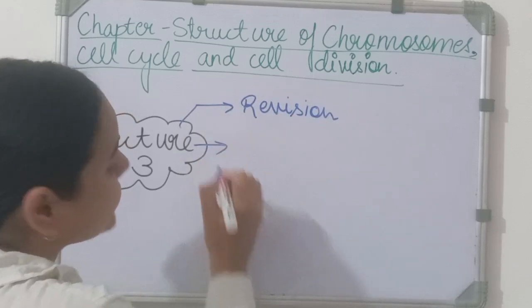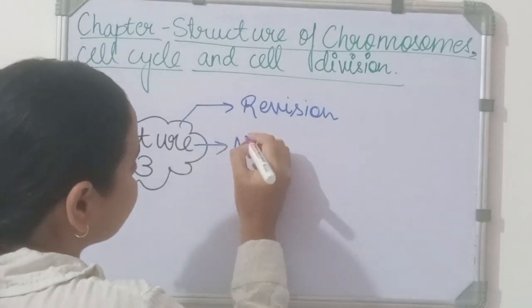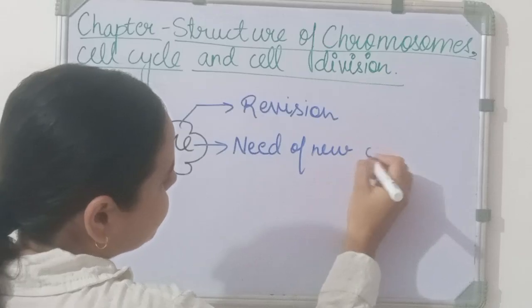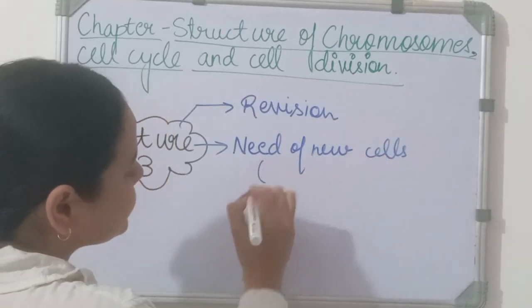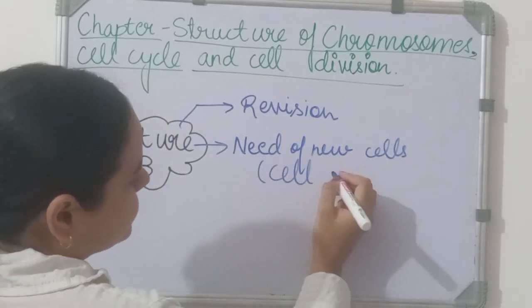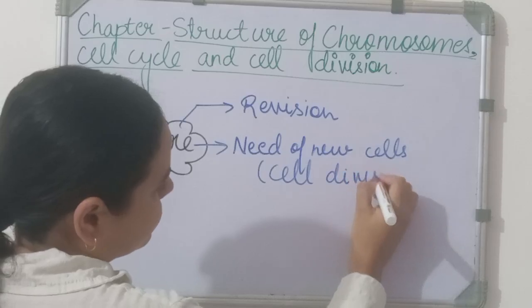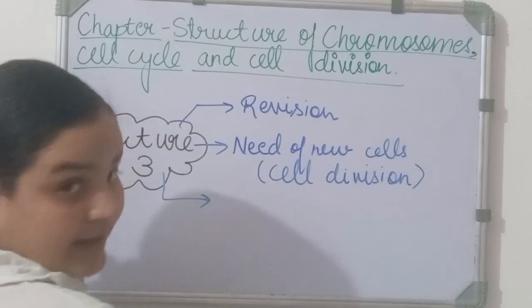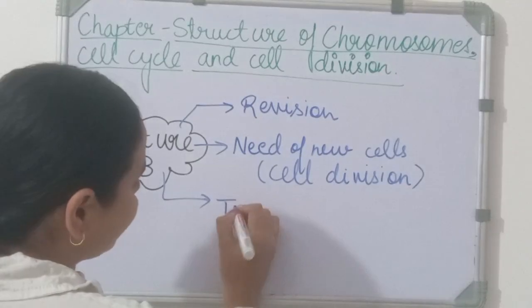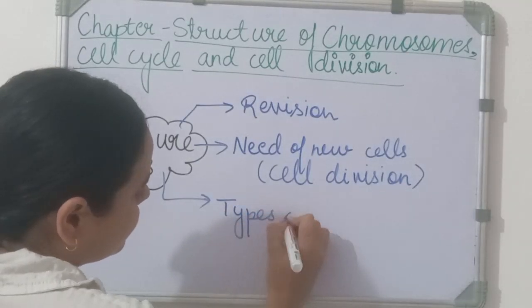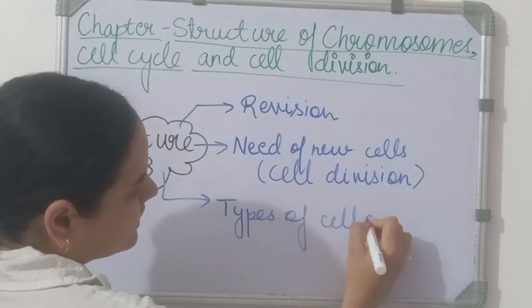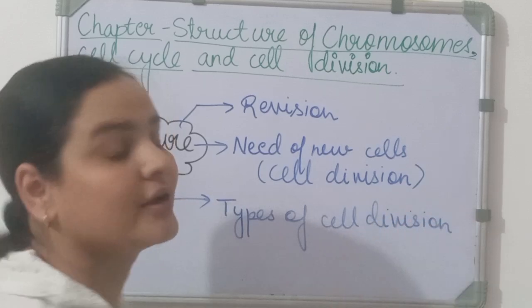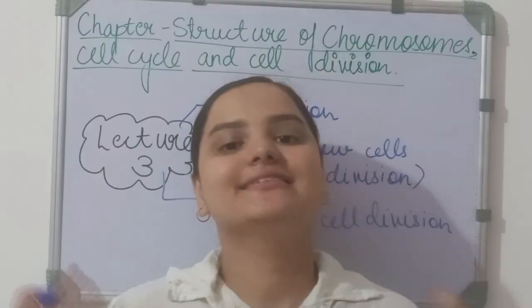Then study topic like need of new cells, means what is the need of cell division in our body. Then last topic, types of cell division. Okay, so let's begin with revision.